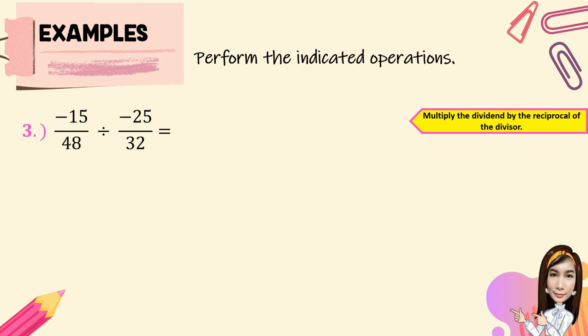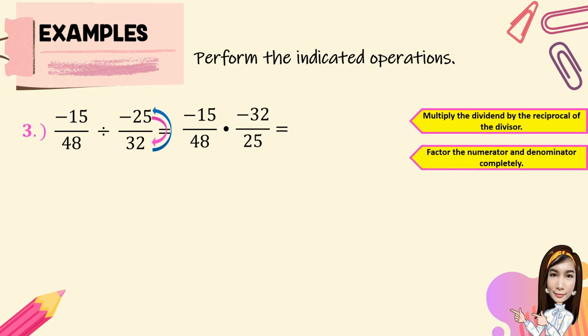First, we're going to multiply the dividend by the reciprocal of the divisor. So we have the dividend negative 15 over 48. Then change division to multiplication. Then get the reciprocal or multiplicative inverse of negative 25 over 32, and that is negative 32 over 25. Then factor the numerator and denominator completely, so we can divide or cancel out common factors.